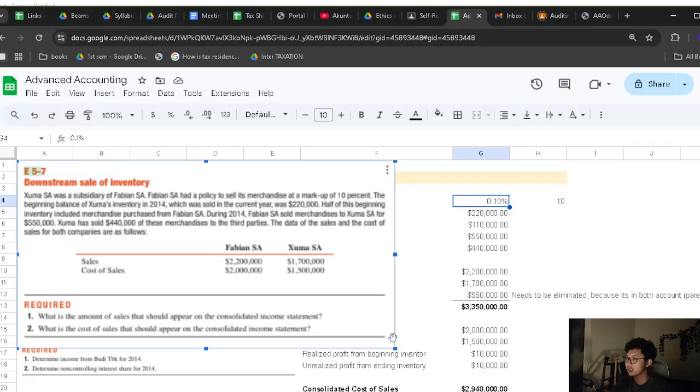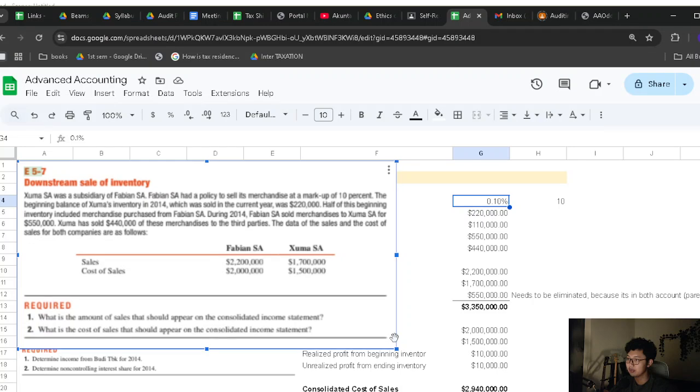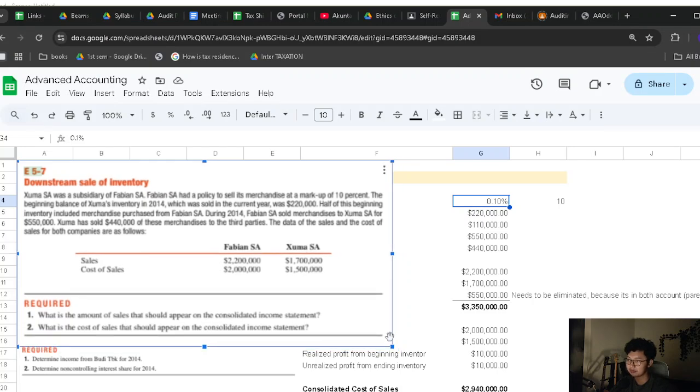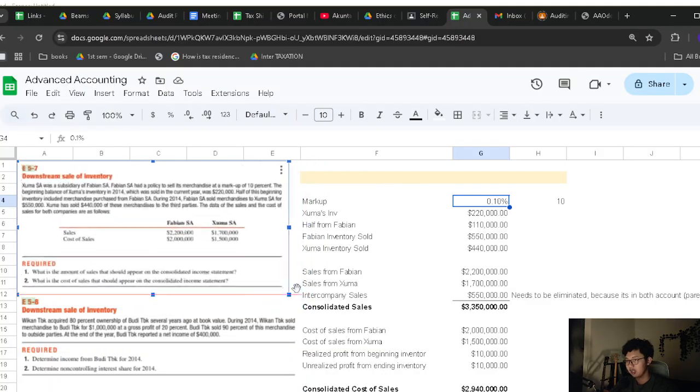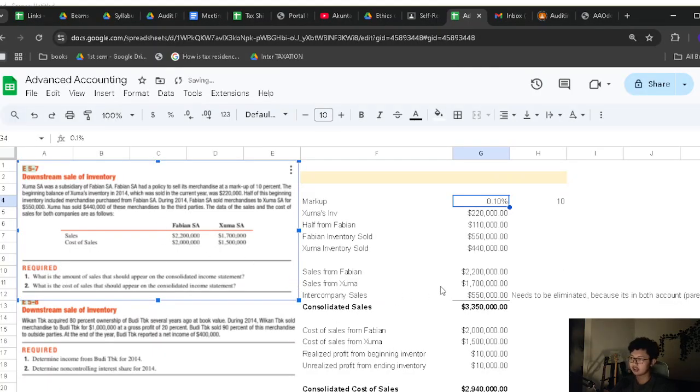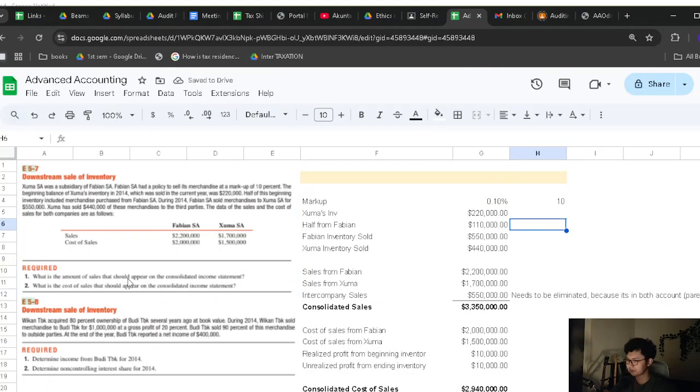So Exuma is a subsidiary of Fabian. They have a markup policy of 10%. The beginning balance of Exuma's inventory was 220, and half of this beginning inventory included merchandise purchased from Fabian. Fabian sold merchandise to Exuma for 550. Exuma sold 440 of these merchandise to third parties. And these are the sales and cost of sales. So we need to find the amount of sales and the cost of sales that should appear on the consolidated income statement.